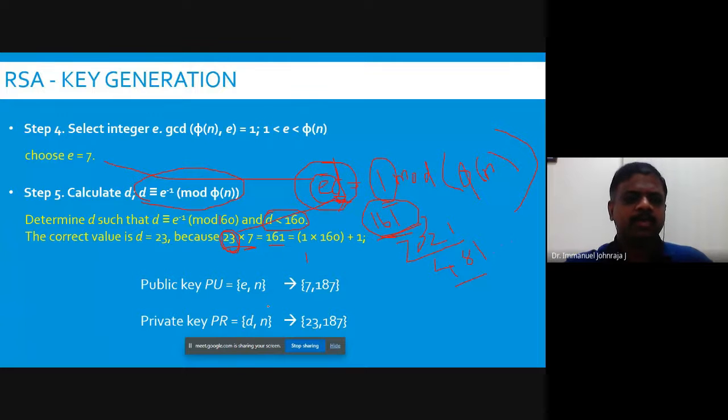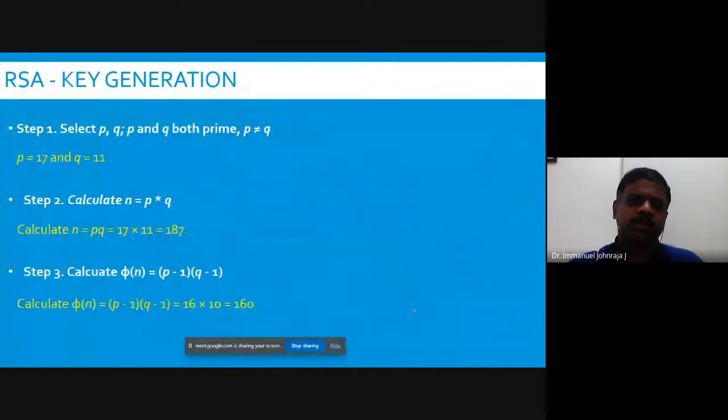So, from this, how is the public key taken? The combination of E and N. What is E? You have chosen it. What is N? P multiplied by Q is equal to N. So the combination of E and N, that is 7, 187, is the public key. You have found out the value of D, which is 23. So the combination of D and N, that is 23 and 187, is the private key. Now the key generation is done. Don't you think it's very simple? Whether you think so or not, this is very simple.